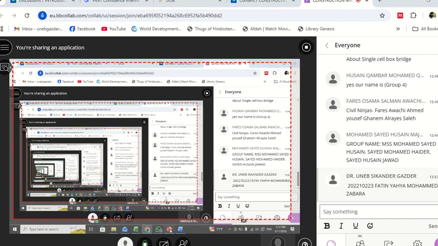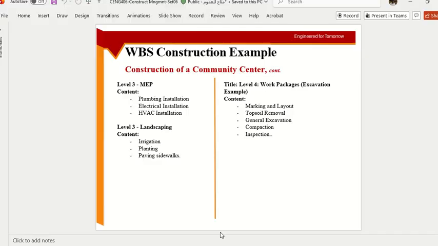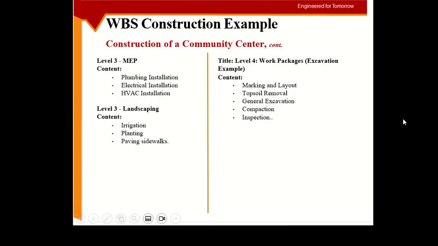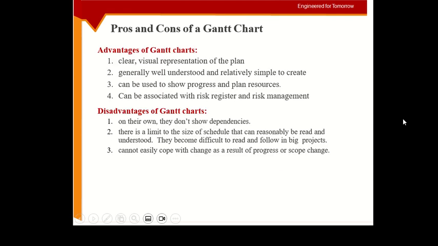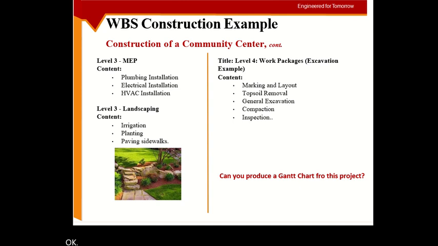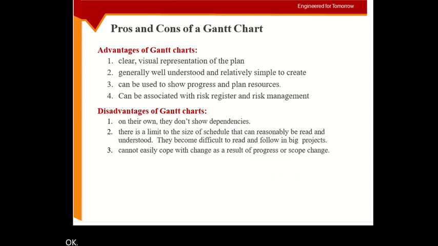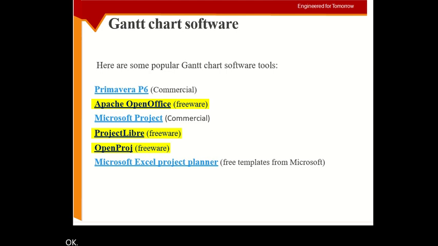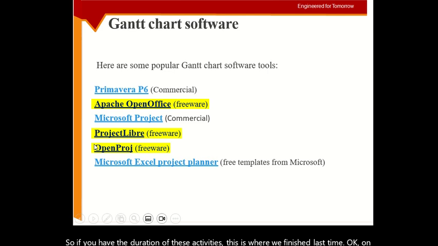Okay, moving on to what we were doing last time. If you have the duration of these activities, this is where we finished last time, on the positives and negatives of the Gantt chart. And P6 I already showed it to you. In P6 you can see the Gantt chart on the right hand side of the screen.